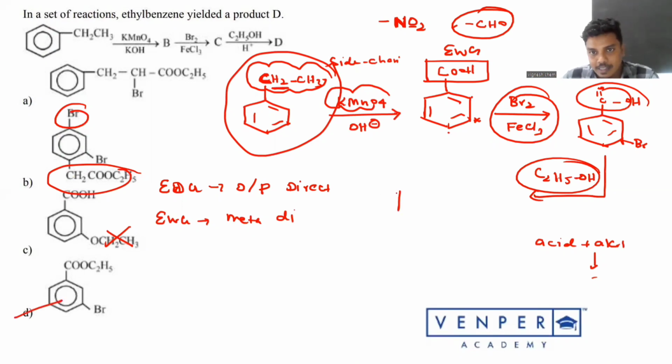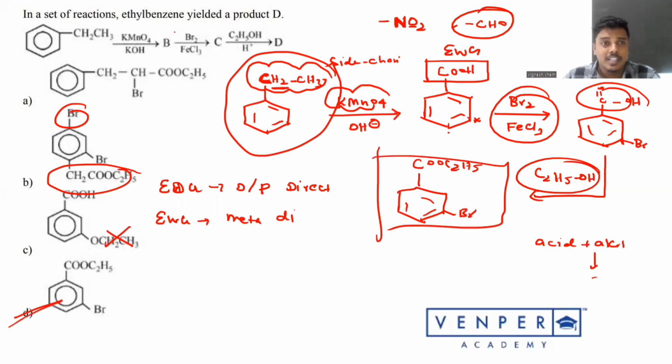Therefore, what is the answer? The acid and alcohol react, they form an ester. These are COOC2H5 and Br. Option D is correct. A very simple question. Listen, the first one is oxidation, the second is halogenation, and the third is esterification. This type of sequence question they ask in exams, the NEET exam.